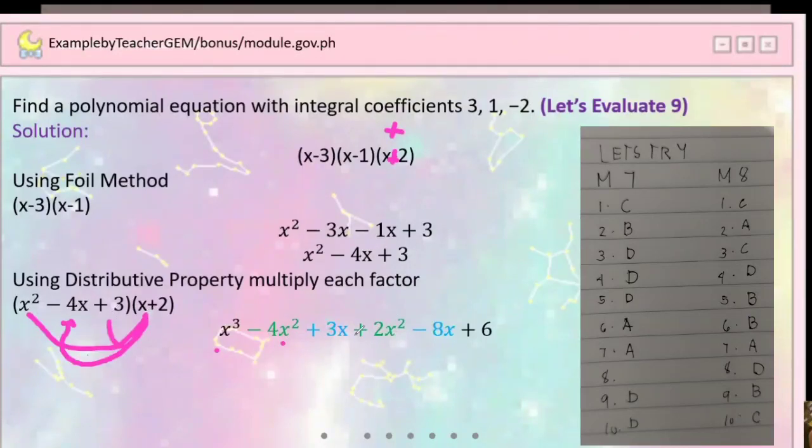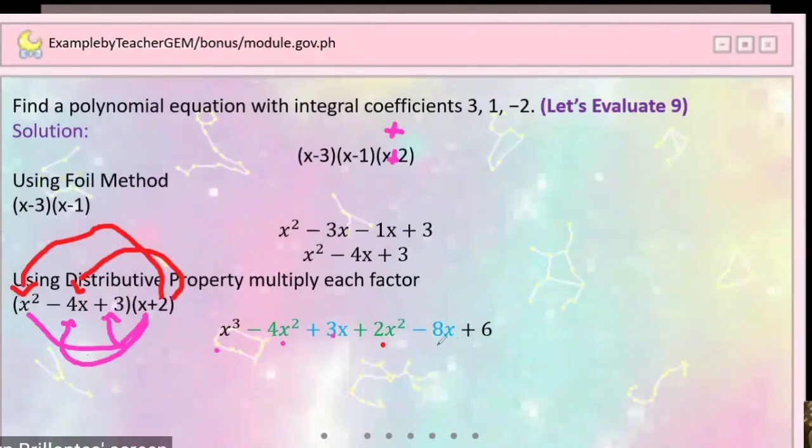Ito po siya. Next natin, gawin natin kulay red. Si 2x, multiply natin dito kay x squared. Ito po siya. Next, si 2x, multiply natin by this one, negative 4x. So, 2 times negative 4x is negative 8x squared. Next, si 2x natin, multiply natin by 3. Yan. So, we have 6.